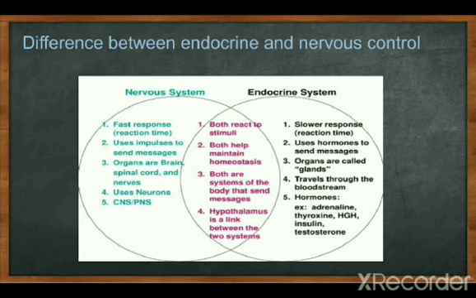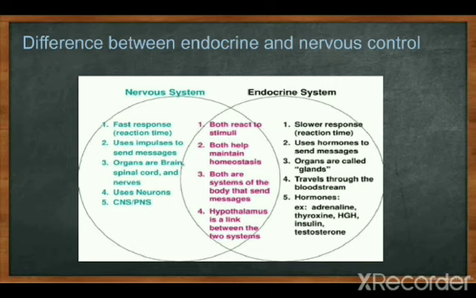Examples: CNS and PNS. CNS, later we will discuss. CNS is the central nervous system and PNS is the peripheral nervous system. In the endocrine system the hormones are thyroxine, insulin, testosterone, estrogen, androgen. There are so many hormones.